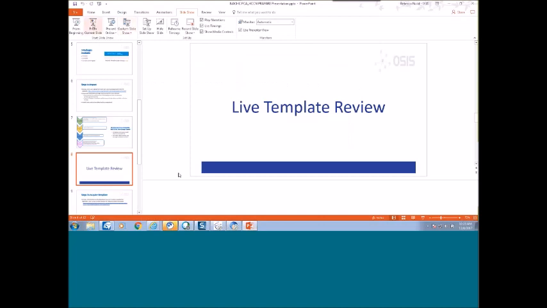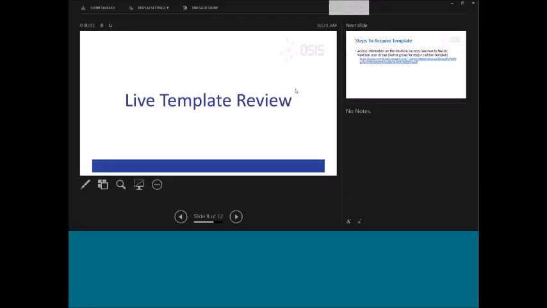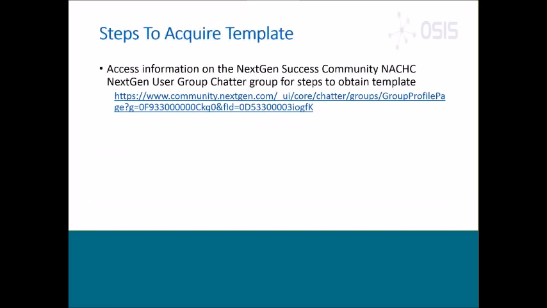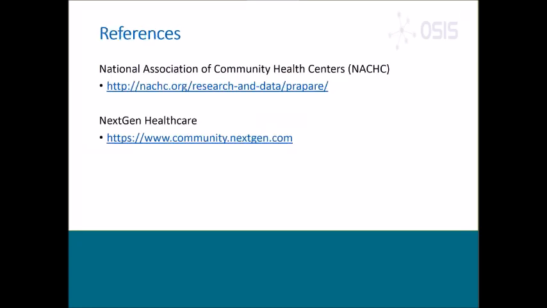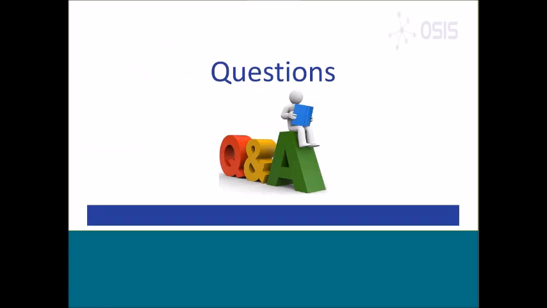So let's go on back to our slide deck here. Okay. We did our live demo. So with the steps to acquire the template, again, go to the NextGen Success Community. There's the link. If you need to request access, please do. We'll make sure that we get you access to that pretty quickly. Here's some references. So there's one to the National Association of Community Health Centers, the PRAPARE, why we're all here, and then the NextGen Healthcare Community area as well. And if there's any questions, we can take those now.